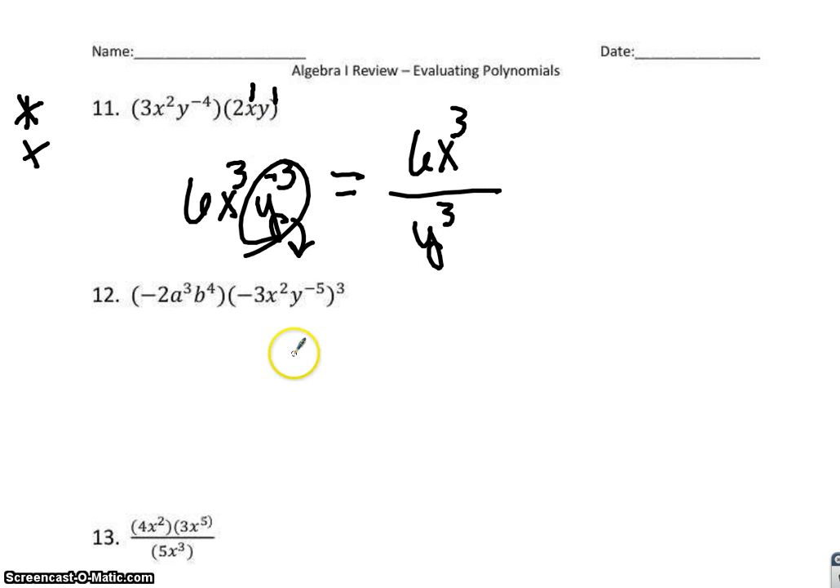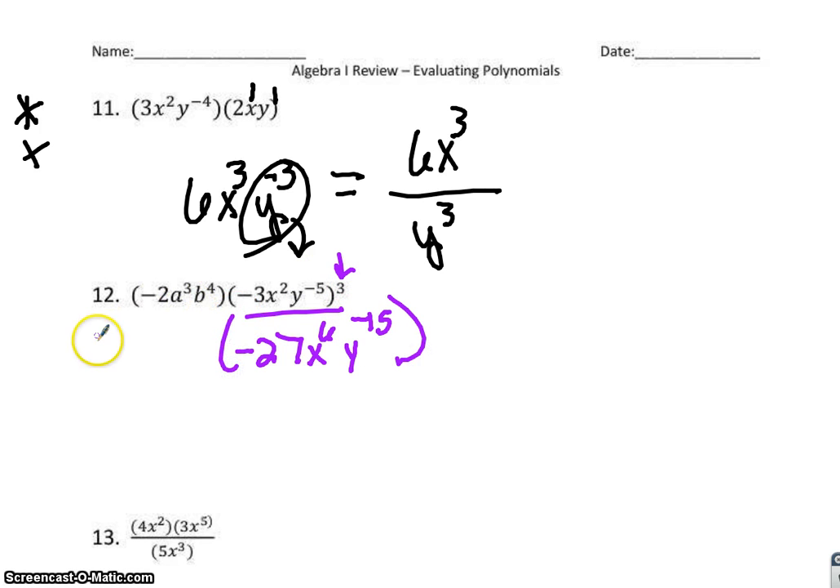On this next one, I would deal with the power to a power first. And so everything in here gets raised to the third. So negative 3 to the third, this is going to be in your calculator using the rooftop. Open, negative 3, close, rooftop 3 gives you negative 27. X, the 2 times 3 is 6. Y to the negative 5 times 3 is negative 15.